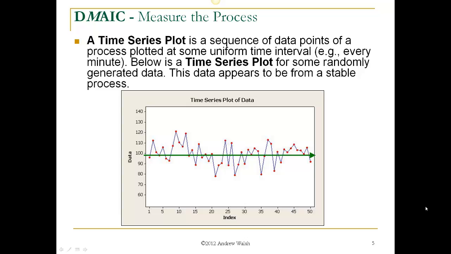The time series plot is a sequence of data points of a process plotted at some uniform time interval, for example, every minute or every 10 minutes, an hour, whatever it may be, and below is a time series plot for some randomly generated data. This data appears to be from a stable process, as we see data points lie equally scattered on either side of the green line that was drawn about the average of this process.